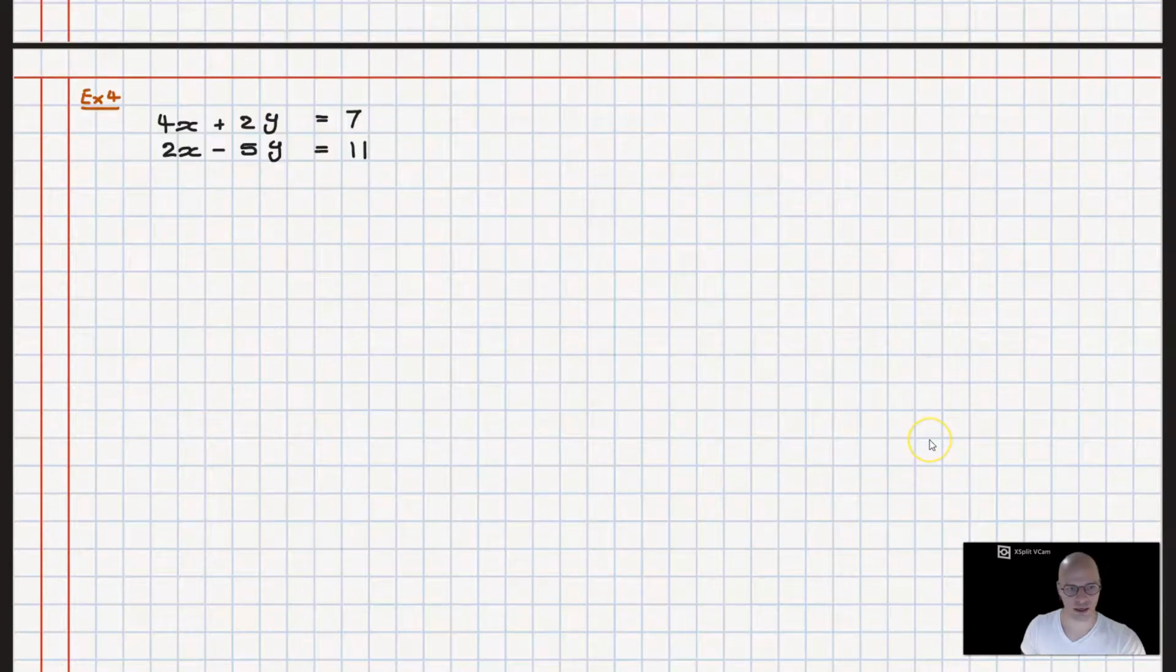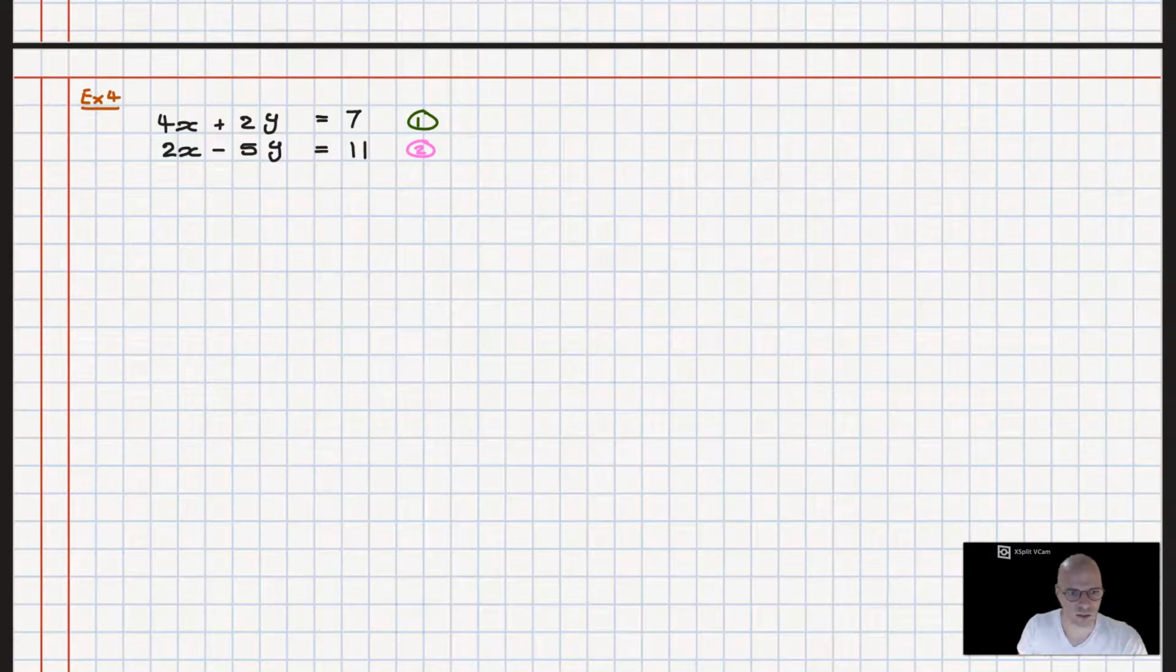Nice and easy. Alright, example 4 now. 4x plus 2y equals 7. This is our equation 1. And then we've got 2x minus 5y equals 11. This is our equation 2.